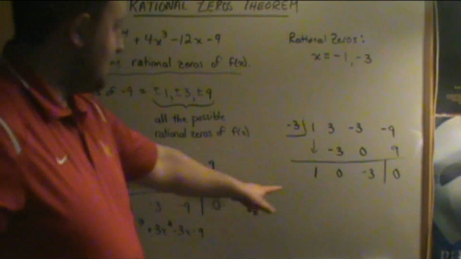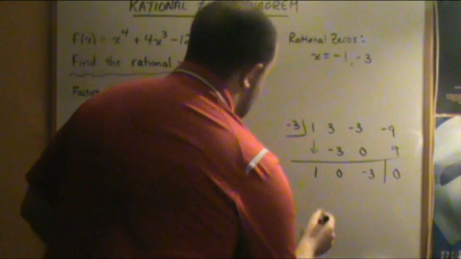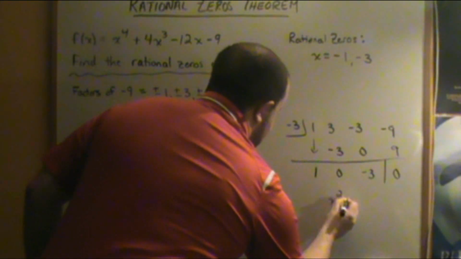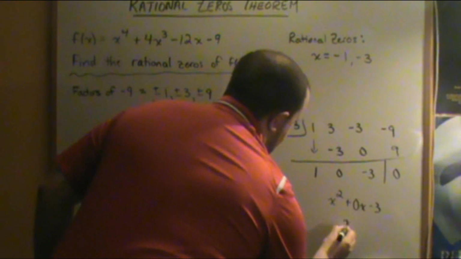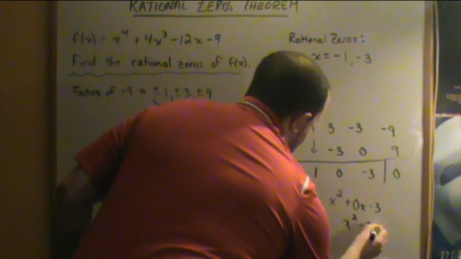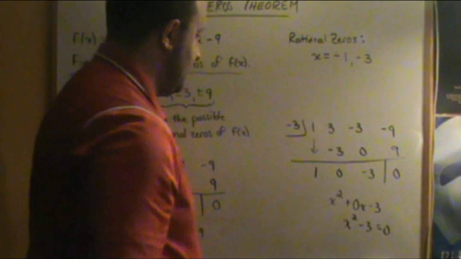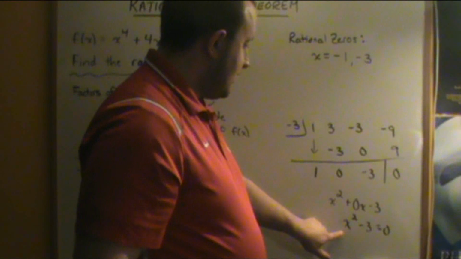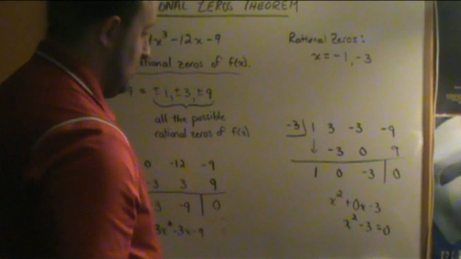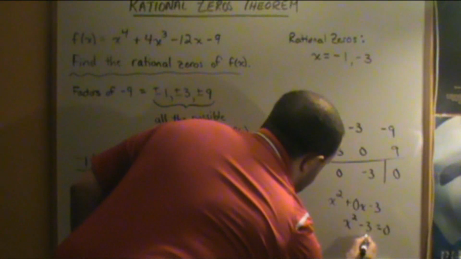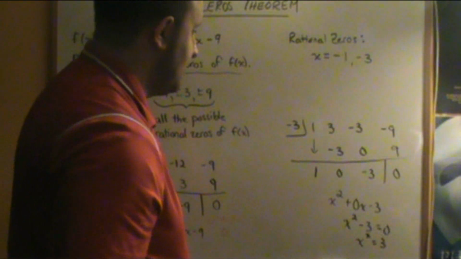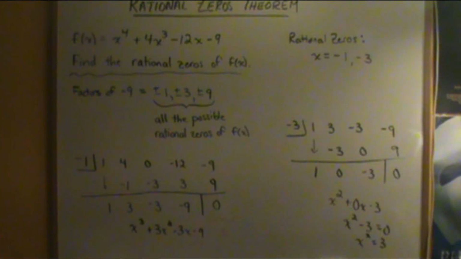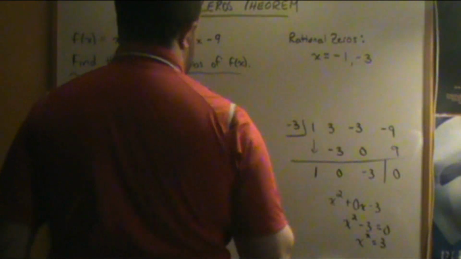And now look at what happens here. In this new depressed polynomial, we get x squared plus 0x minus 3, or x squared minus 3. If we solve this equation here, we're going to get an irrational 0. We'll get x squared equals positive 3, and the square root of 3 is irrational. So our only two rational zeros are negative 1 and negative 3.